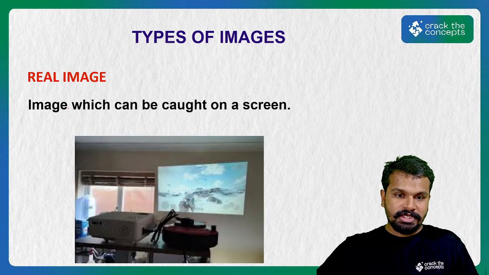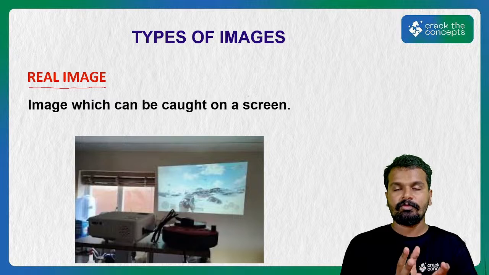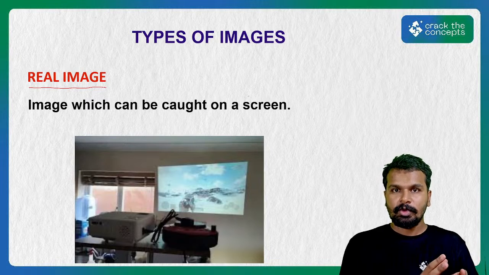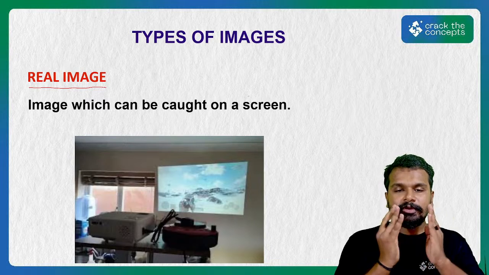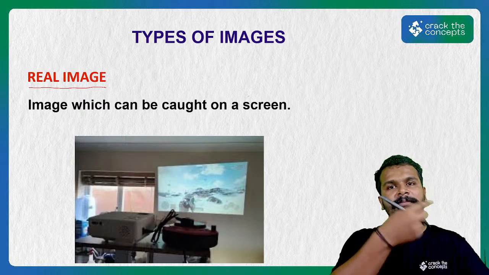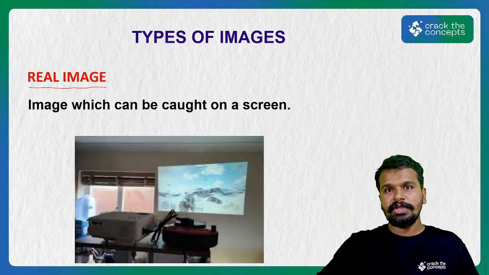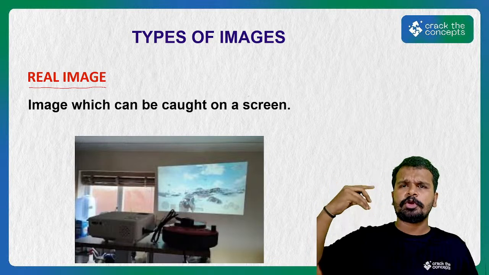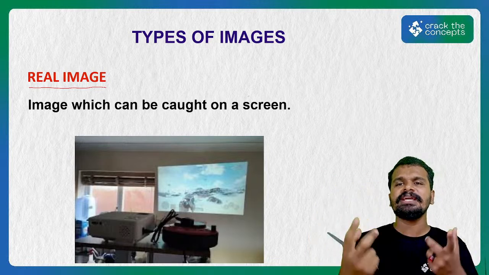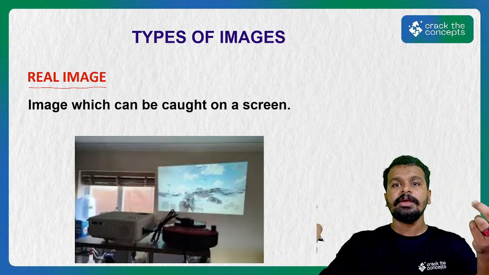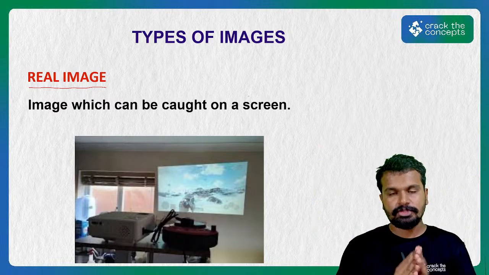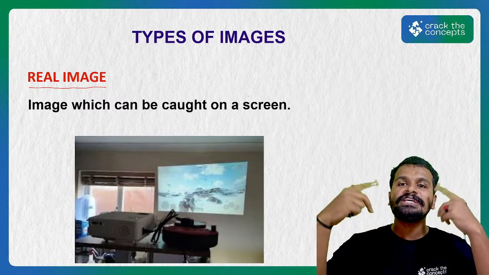Real image means, imagine you are going to a cinema theater and you are watching a film. If you just turn back and see above, you can see there is a projector, which projects that particular image on a screen which you are seeing. So you are actually seeing the image on a screen.